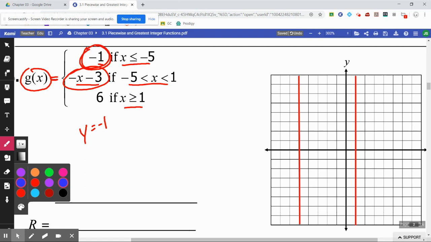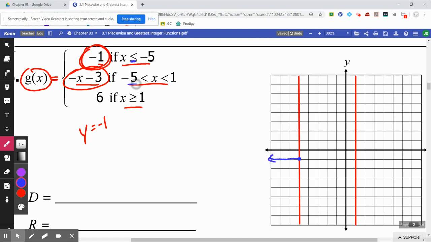So go down to -1, and let's draw a horizontal line. Something else, here's -1, by the way. So this is going to be that horizontal line, but we're only going to graph that horizontal line to the left of -5. Now, what about or equal to? That means at -5, you're also going to do a closed circle, and there's your horizontal line.